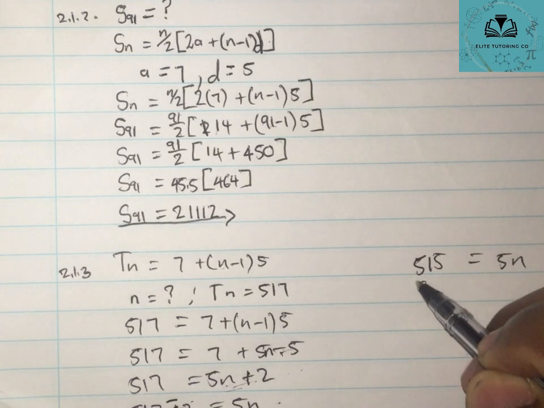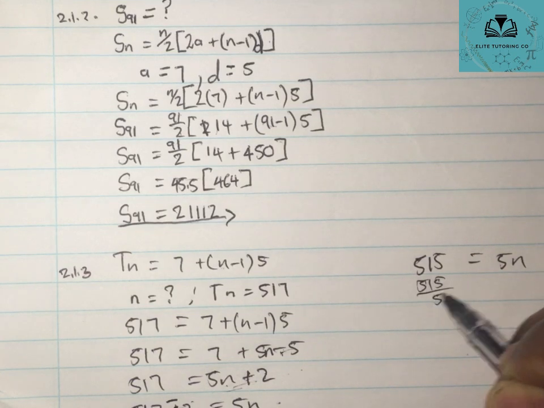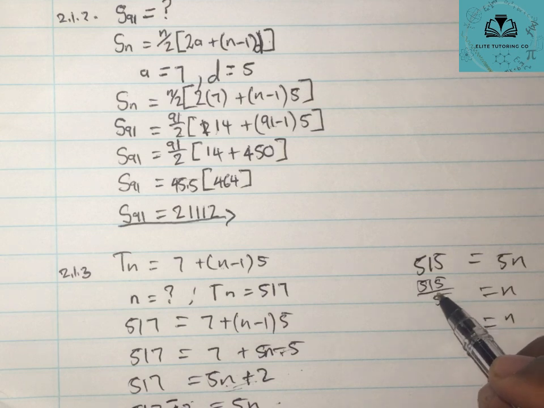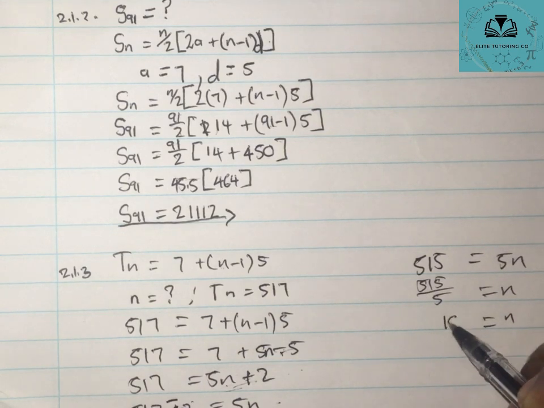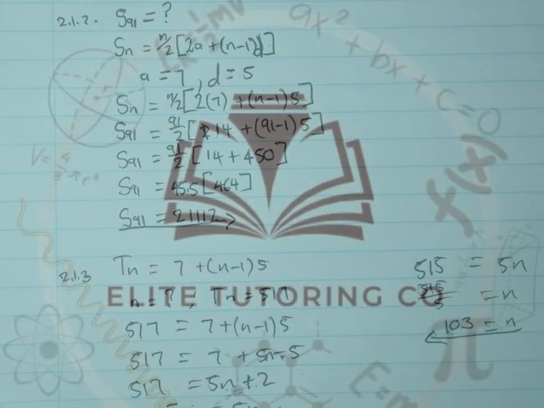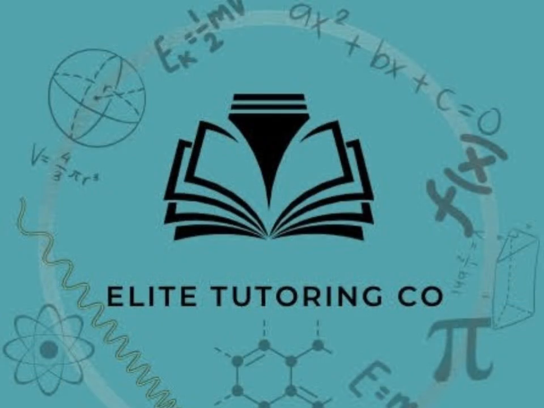That means you get 515 divided by 5 is equal to n. That means you get n is equal to 103. So the n value is 103. This means that at the 103rd position you will find the value 517.